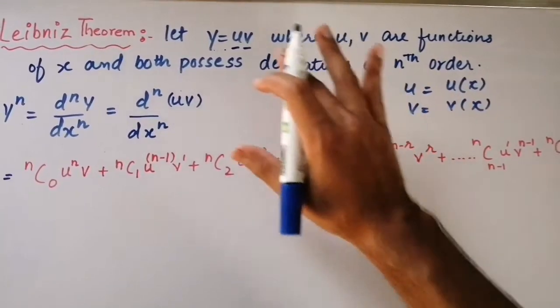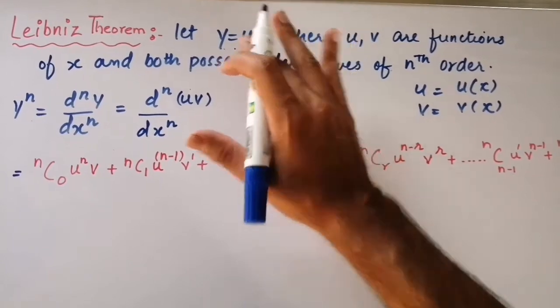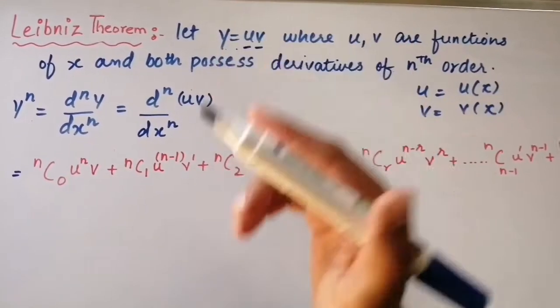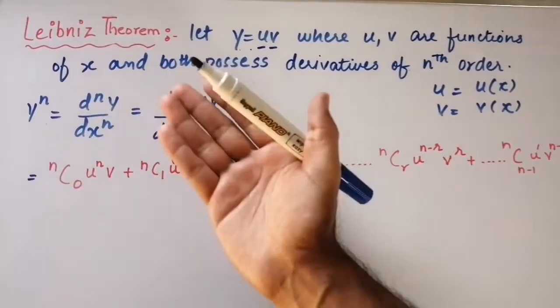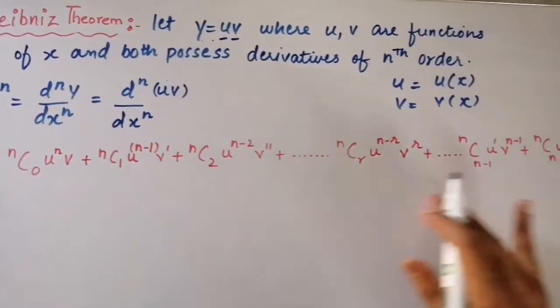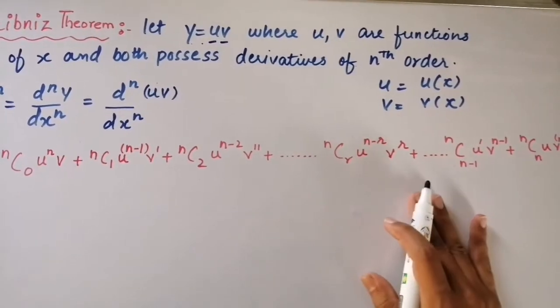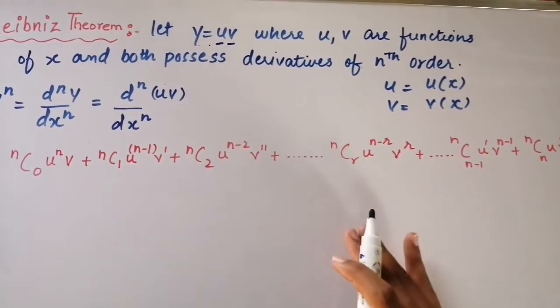So in order to find the nth order derivative of that particular equation, or we may say that particular function, the formula, or you may say the Leibniz theorem, is this. It is known as Leibniz theorem. So what are the terms involved in this Leibniz theorem?